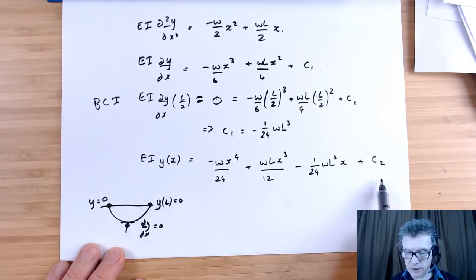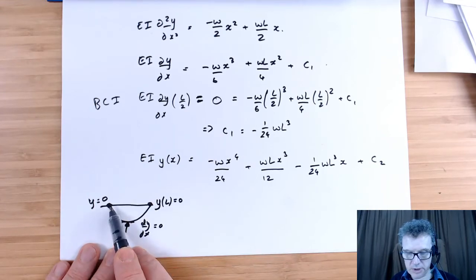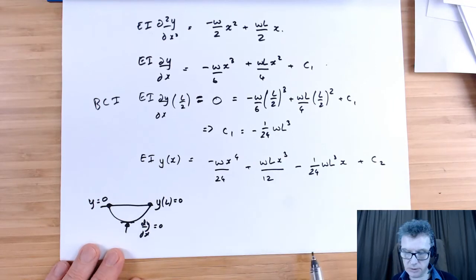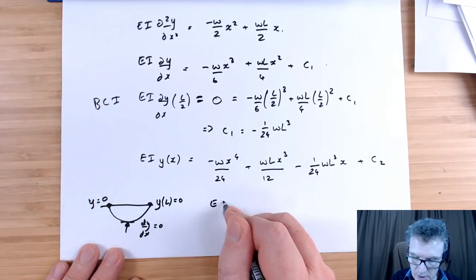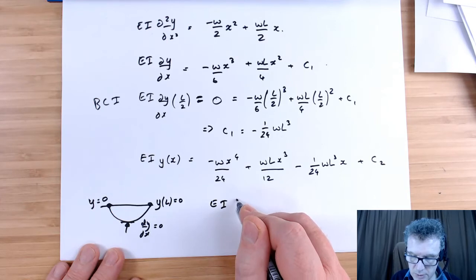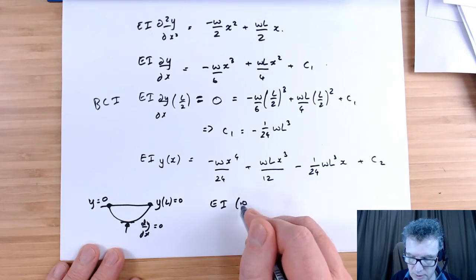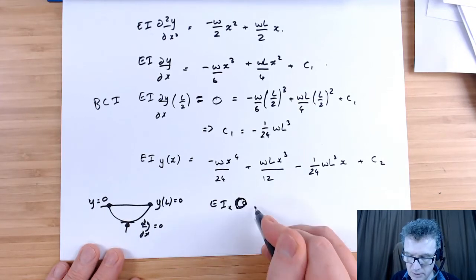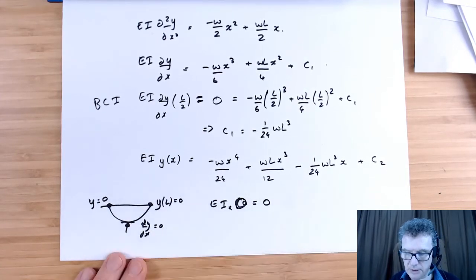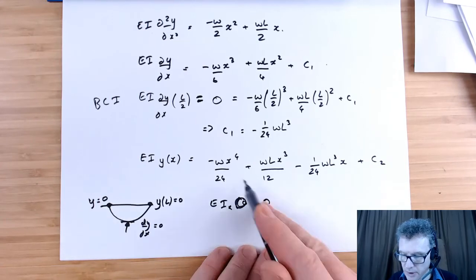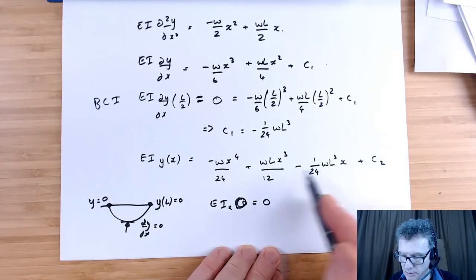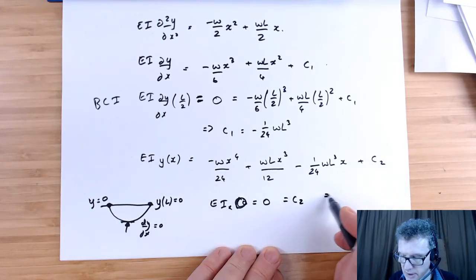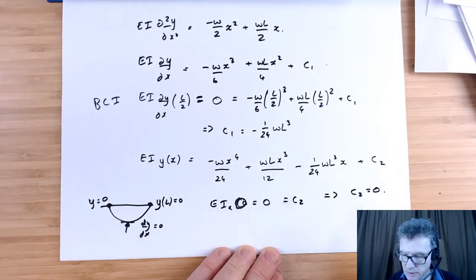So using this equation here, let's apply this boundary condition. Why? Because when we put 0 in there, loads of things are going to cancel. So we have EI times 0, which equals 0. So the left hand side becomes 0, and 0 equals C2. That was easy. C2 equals 0.